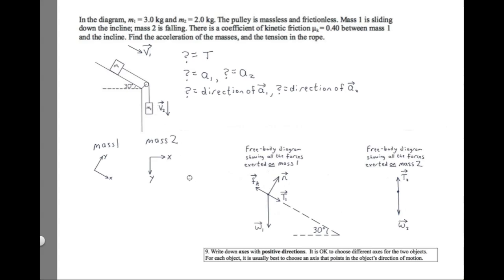All right, so notice that we wrote down our axes. We've seen already that you oftentimes can make the problem simpler when you choose axes that point in the object's direction of motion. So in each case, I chose an axis that pointed in each object's direction of motion. And it is okay that we ended up with different axes for the two different objects. By the way, I hope it goes without saying that you always choose two axes that are perpendicular to each other. So notice that in each case we chose axes that were perpendicular to each other.